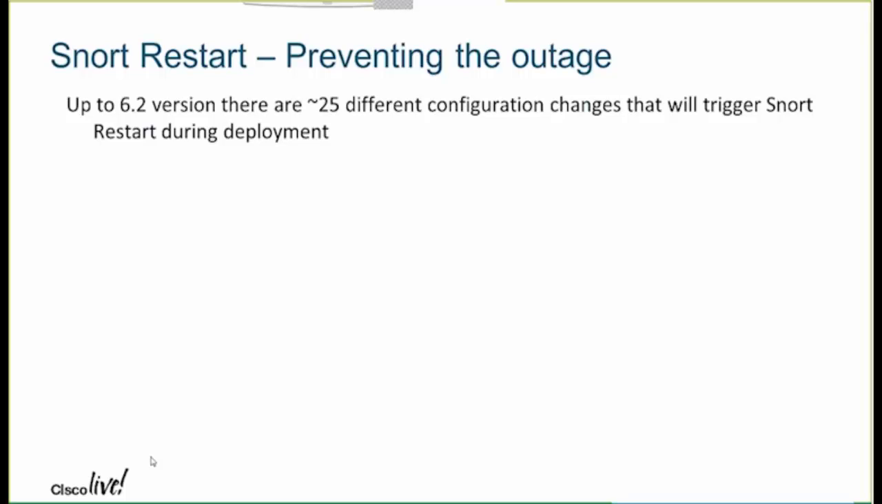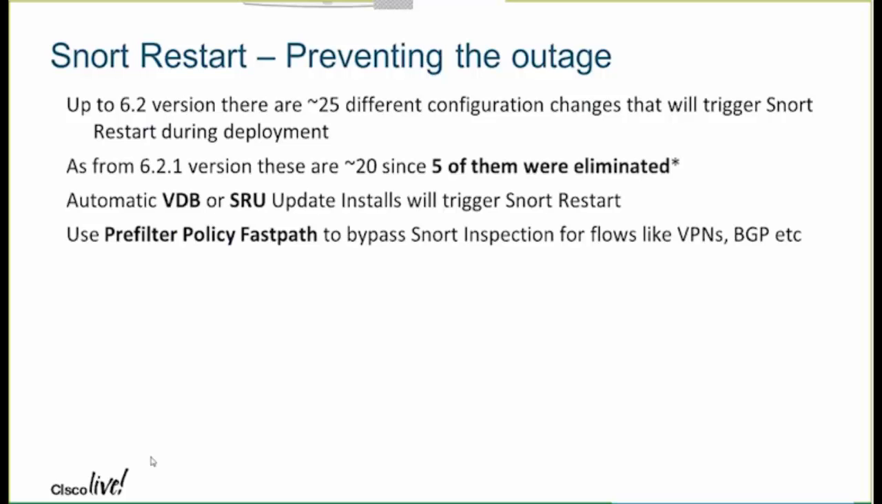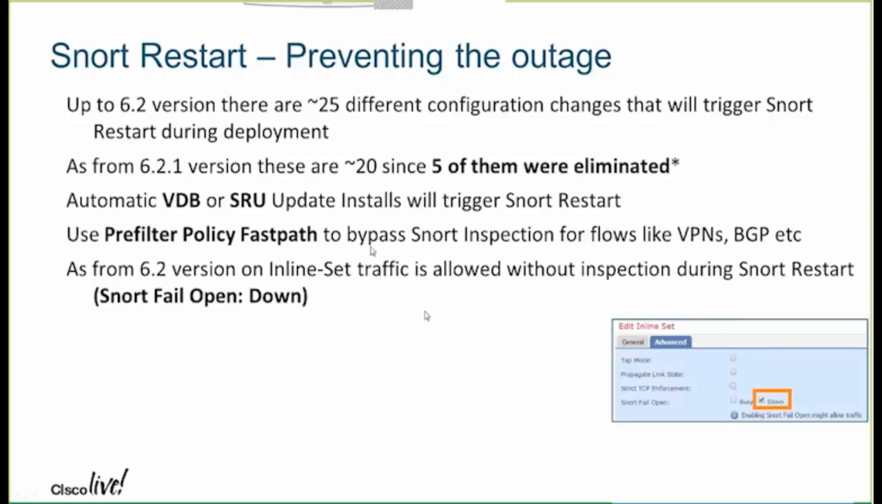At least up to version 6.2, there were 25 different combinations of configuration changes that would trigger a Snort restart during deployment, which in turn would cause a traffic interruption on the firewall. Starting from 6.2.1, we have reduced them to roughly 20. If you are making changes to those specific configurations, for example VDB or SRU updates, we will trigger a Snort restart.